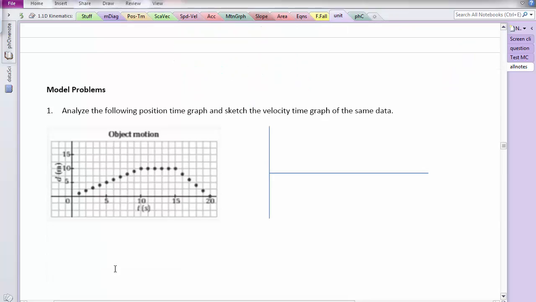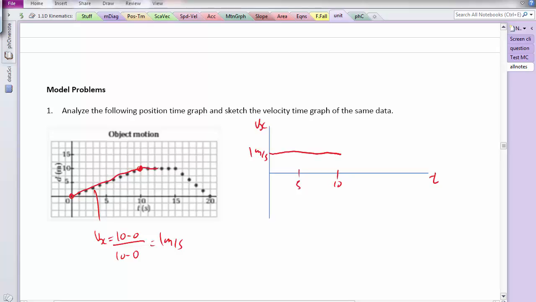And so as a model problem, we can analyze the following position time graph and sketch the velocity time graph of the same data. So this would be our velocity time graph. Well, here we have uniform motion for the first 10 seconds. We can calculate the slope. So v_x at that point would be, we can use this point and this point, which would be 10 minus 0 over 10 minus 0. So that would give us 1 meter per second for the first 10 seconds. So if we had 5, 10, we would be going at 1 meter per second for the first 10 seconds.